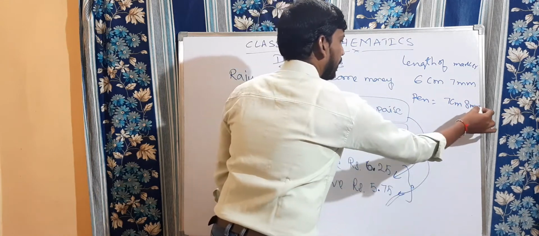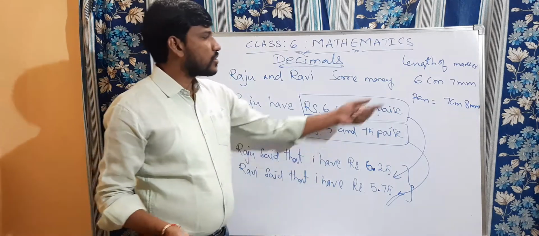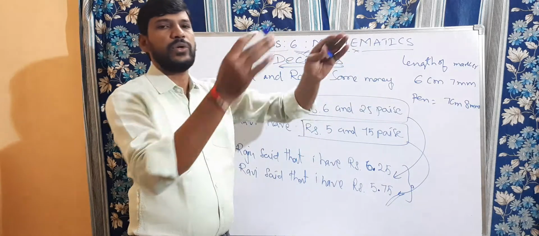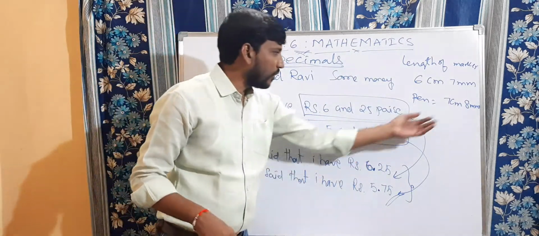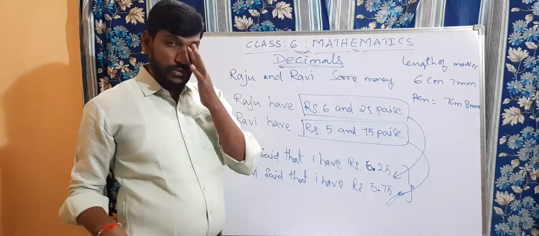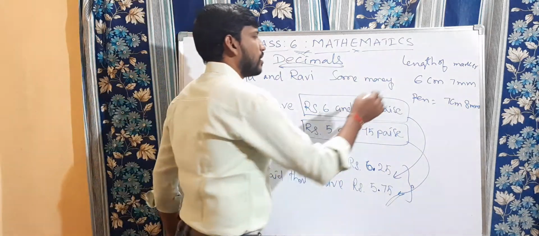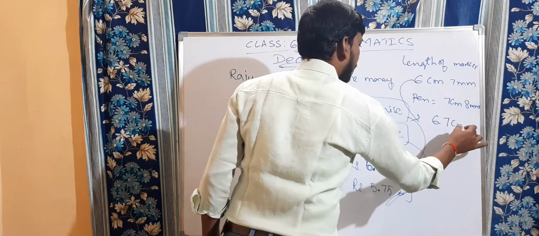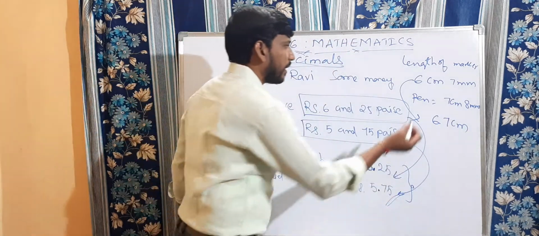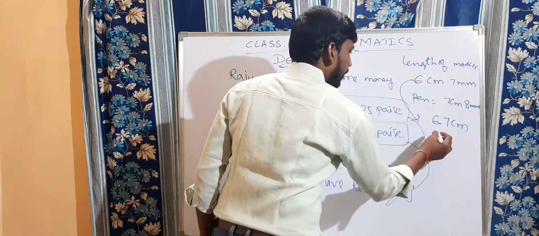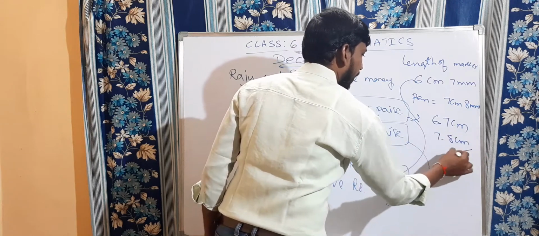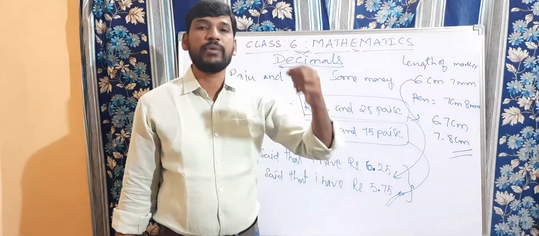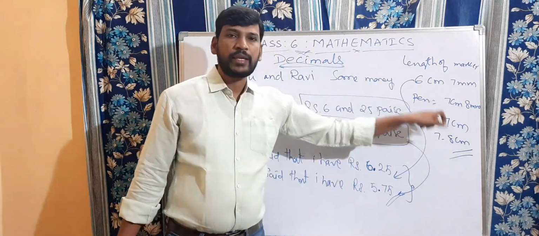Then I want to convert the 6 centimeter 7 millimeter into centimeters only, and the length of the pen also into centimeters only. So this is 6.7 centimeter, connecting with one decimal, and here 7.8 centimeter. Everything should be converted into centimeters only by using a decimal point.